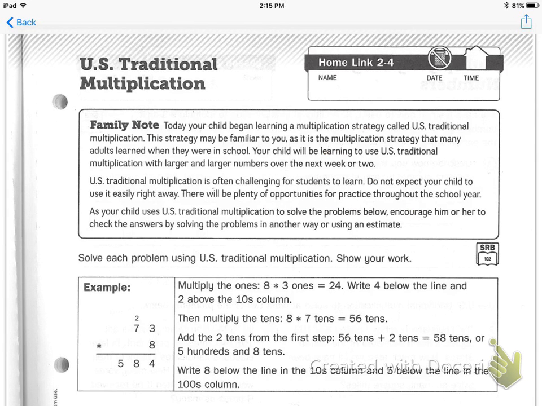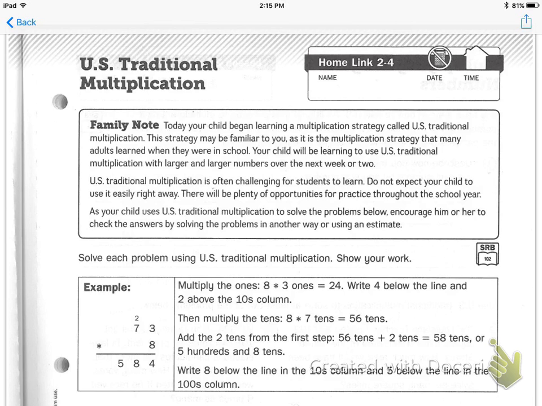Here is your HomeLink, U.S. traditional multiplication. Family note. Today, your child began learning a multiplication strategy called U.S. traditional multiplication. This strategy may be familiar to you as the multiplication strategy that many adults learned when they were in school. Your child will be learning to use U.S. traditional multiplication with larger and larger numbers over the next week or two.